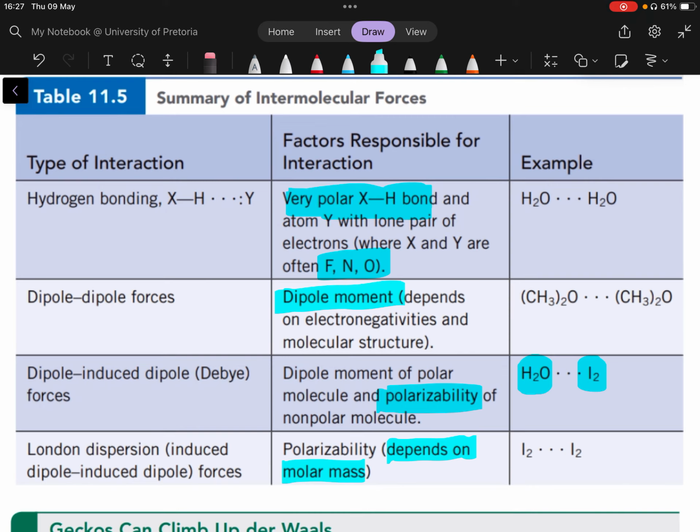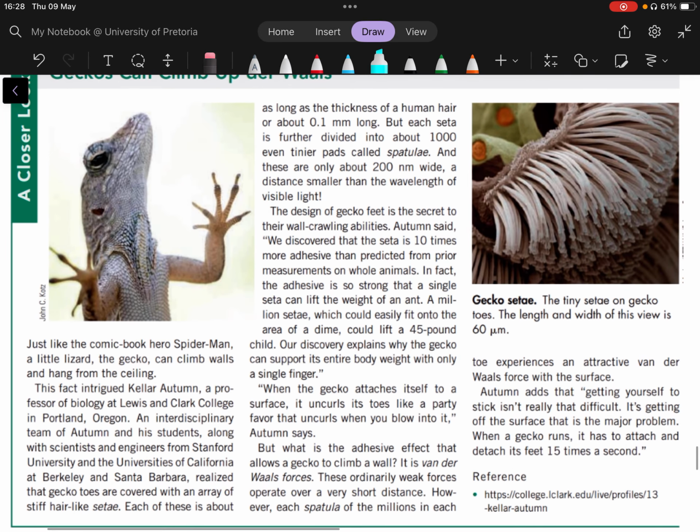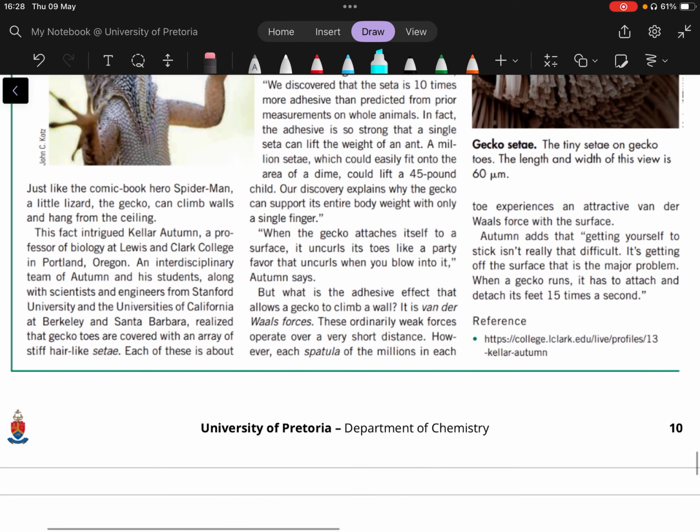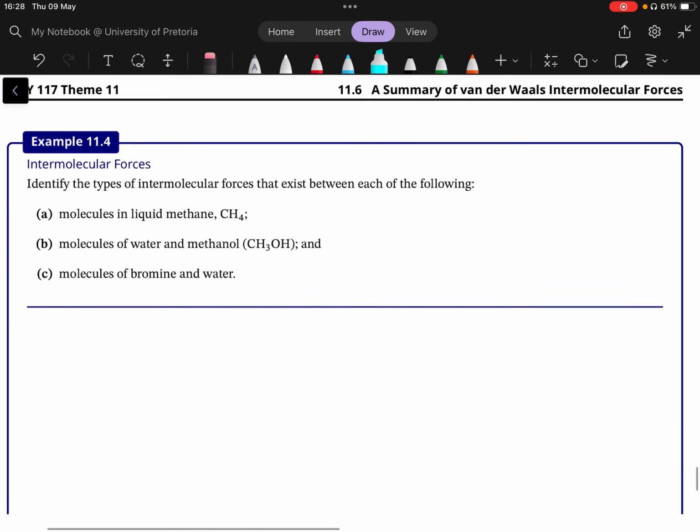Fluorine will have a lower boiling point than bromine, lower boiling point than iodine, and so on. And for example, geckos. The reason why geckos can climb onto walls is because they use London dispersion forces to climb up the wall. So I thought that was cute, so I included that.